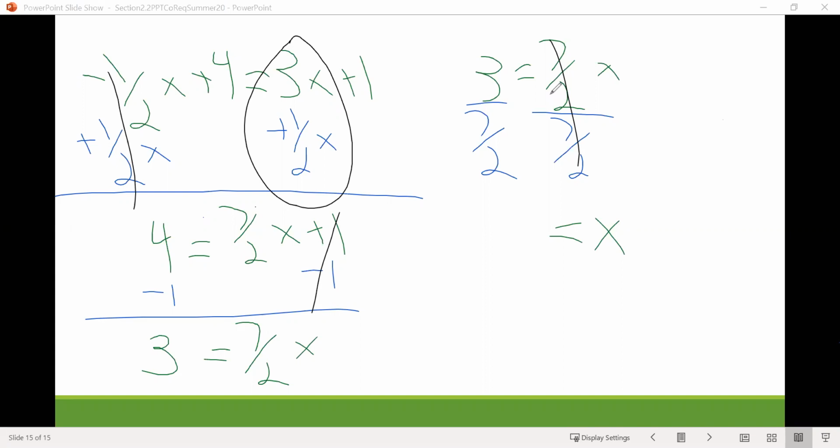So we have 3 divided by 7/2. Recall we can make that 3 a 3/1. So then to divide with the fractions, we do 3/1 times 2/7. Multiply straight across, so 3 times 2 gives us 6, 1 times 7 gives us 7, so we have the value of x at that intersection point is 6/7.